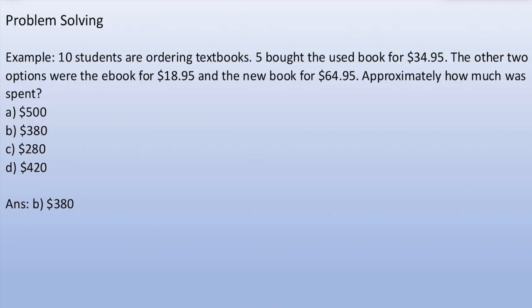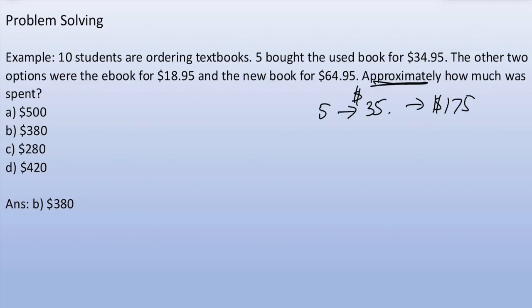Well, if we know that 5 each spent the $34.95, and it says approximately, let's make that 35. And 5 times 35 is 175. Okay, so we know for sure 175 is spent.